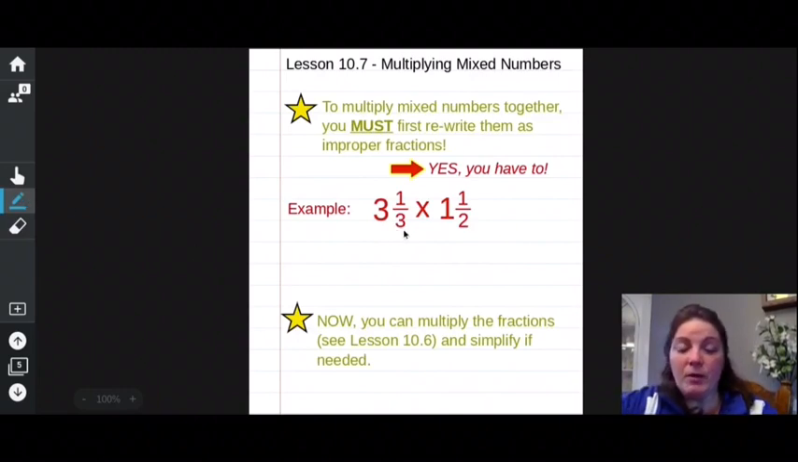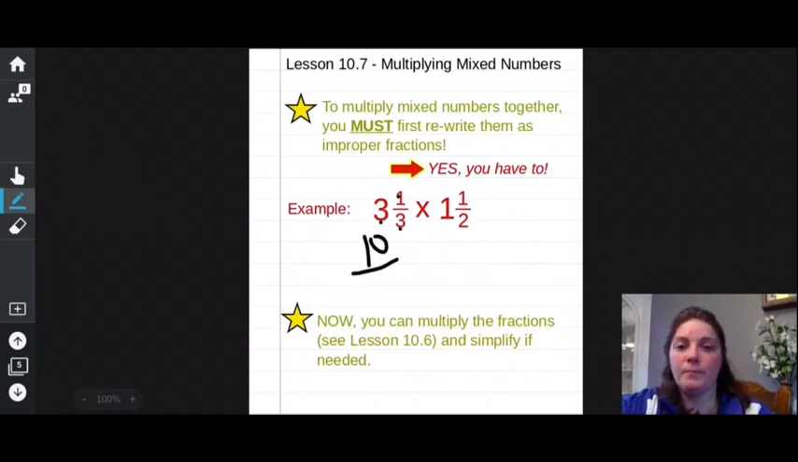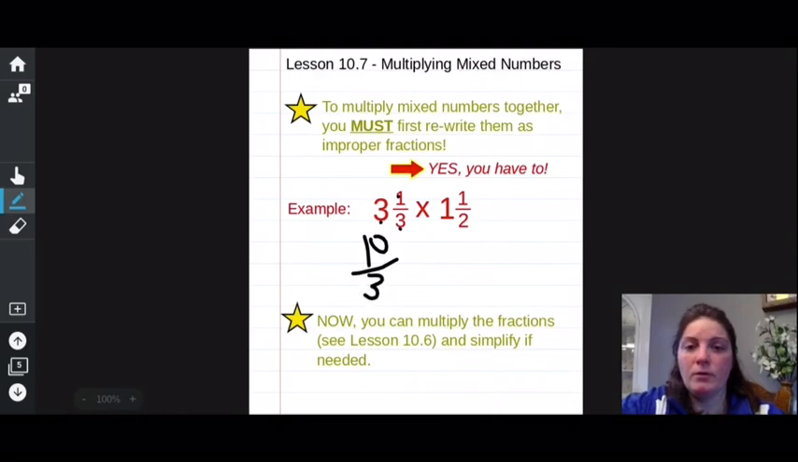If you can remember how to do this, we take our denominator 3 times our whole number 3. Yep, it's 9. And then add in your numerator. 9 plus 1 is 10. And 10 becomes our new numerator. And we keep the same denominator. So 3 1/3, if you wanted to draw a model, it would look like 10 thirds.